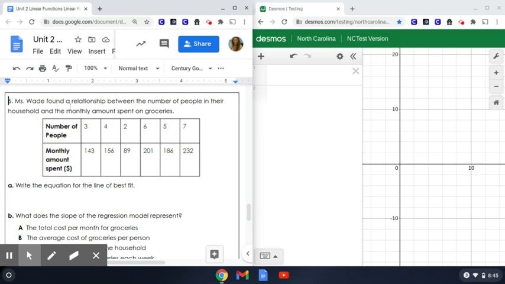Miss Wade found a relationship between the number of people in their household and the monthly amount spent on groceries. First thing we need to do is write the equation for the line of best fit. So we're going to add this table into Desmos.